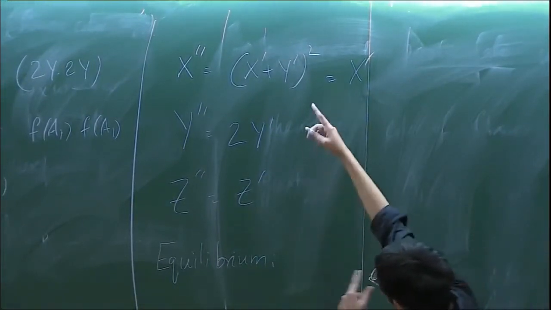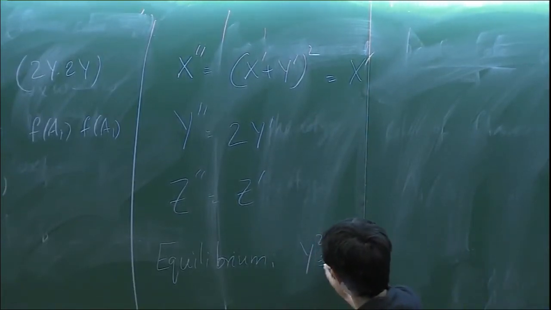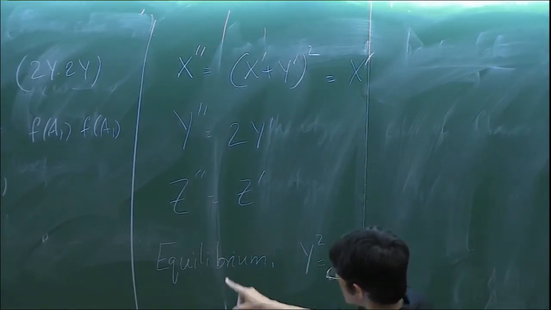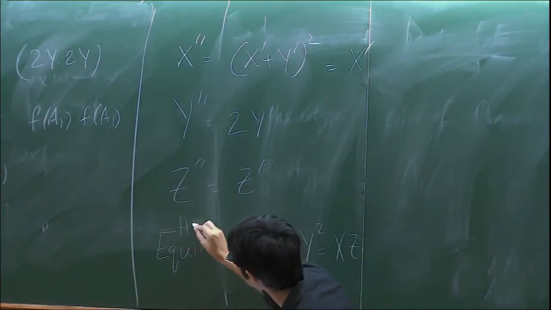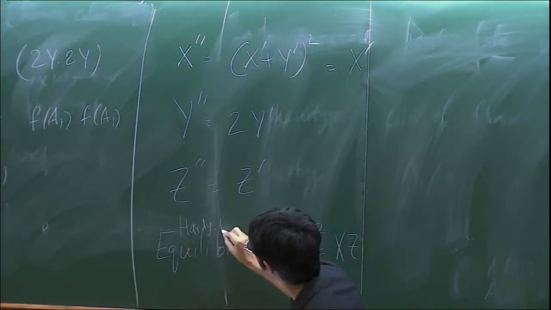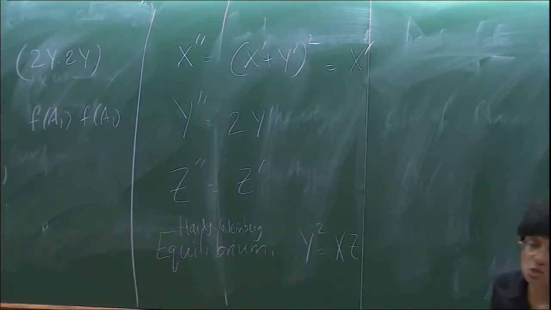And there's a relationship between these frequencies: y squared equals xz. Therefore, this equation is called the Hardy-Weinberg equilibrium. This relationship. Why is this useful or important?